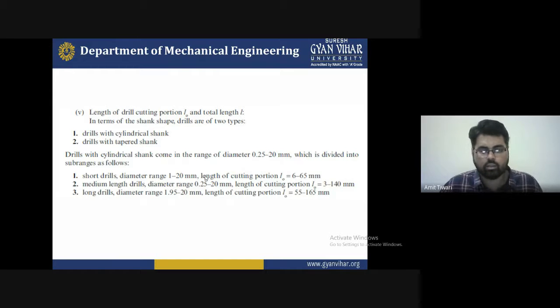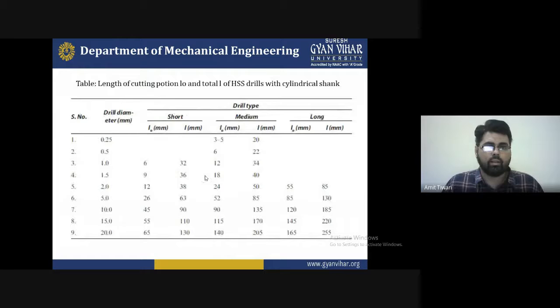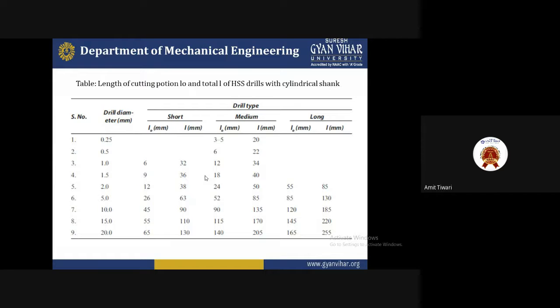Okay. Next one is the table. As you see, this is the table of the length of the cutting portion L0 and total length L of a high speed steel drill with a cylindrical shank. What is this? It has serial numbers 1 to 9, and drill diameters, 9 types of drill diameters. First 0.25, 0.5, 10.0, 15.0, 20.0.